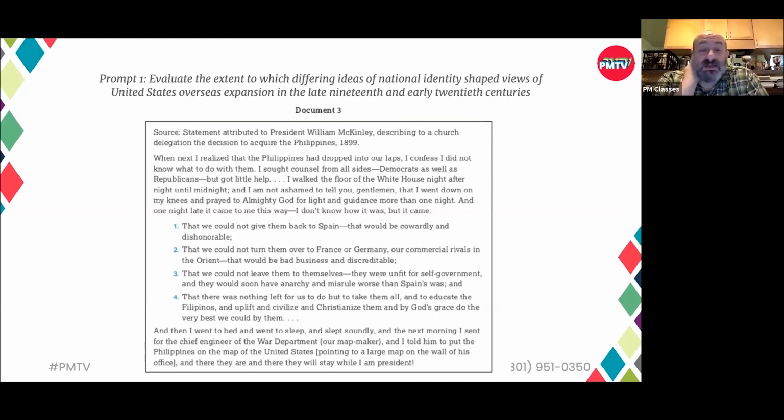This, on the other hand, is President William McKinley talking to a church, talk about audience, about his decision to acquire the Philippines.